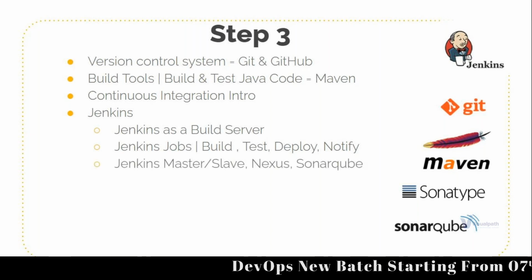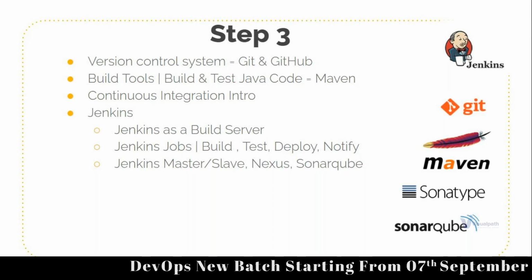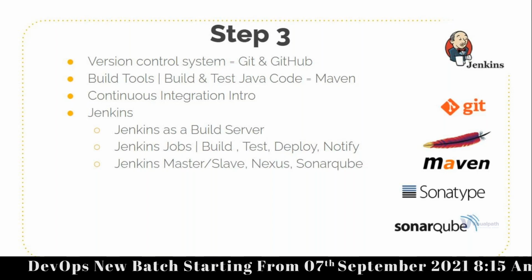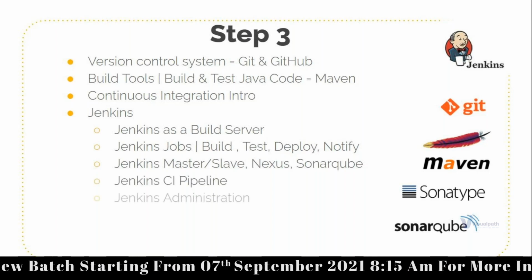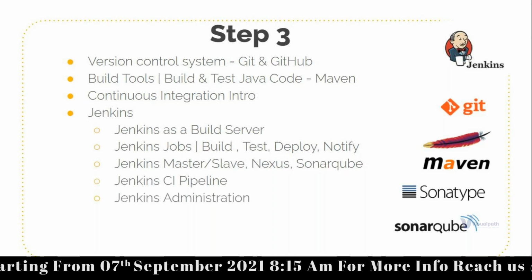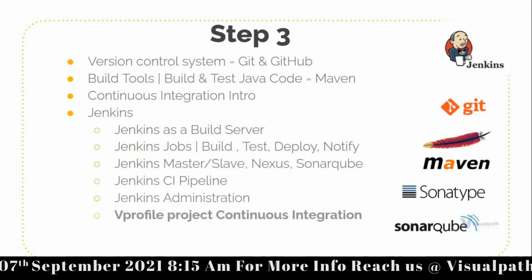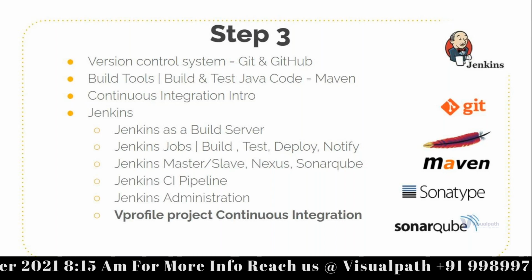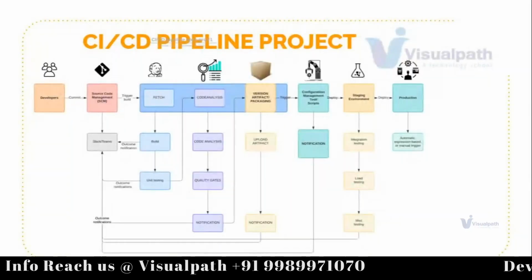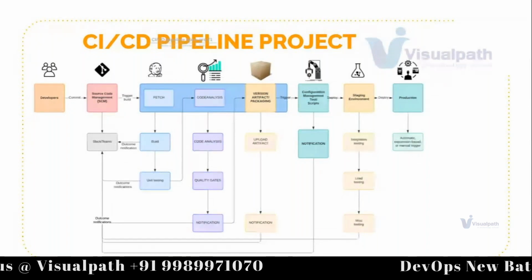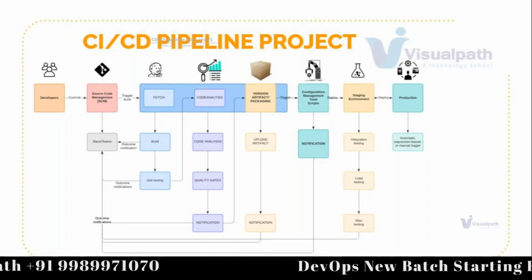And while we are learning Jenkins, we are going to learn many other tools also, Sonatype, Nexus, SonarQube, Maven, and stuff. You're going to do a continuous integration pipeline in Jenkins, Jenkins administration. Again, obviously, it's for the vProfile project. You're going to create a CI/CD pipeline so you can deliver the code more quickly and efficiently.